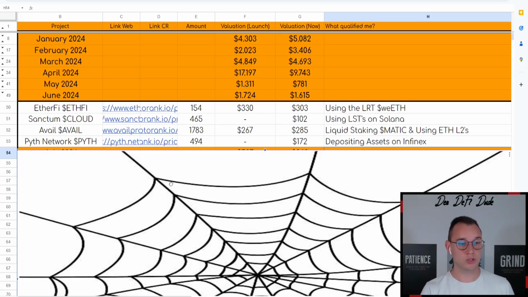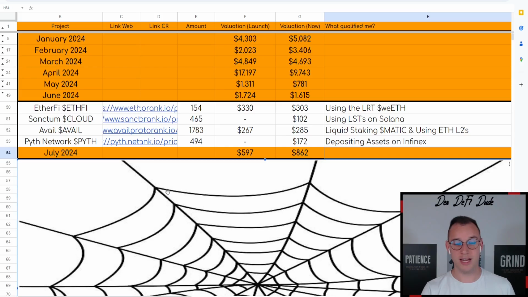And all in all, those 4 airdrops are currently worth $860, which makes this the second least lucrative month in terms of airdrops for 2024 for me, after the month of May. But of course, I think it's still worth it because it's basically free capital and I don't really have to do anything for it besides depositing assets on platforms or wrapping tokens into a liquid restaking token or a liquid staking token. So all in all, I have probably spent around 30 to 45 minutes to receive those $860.